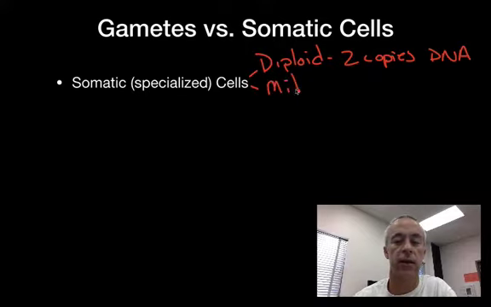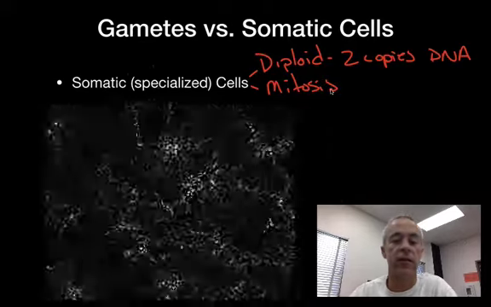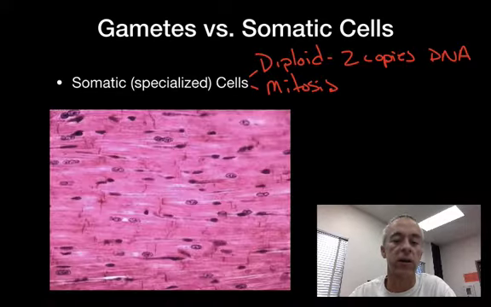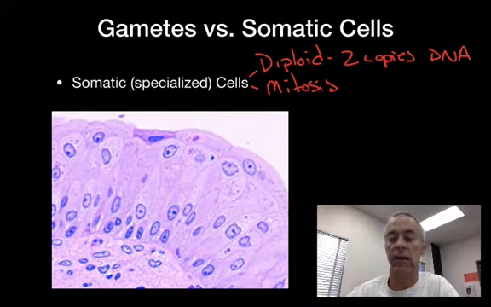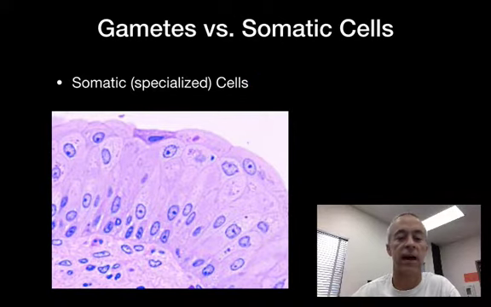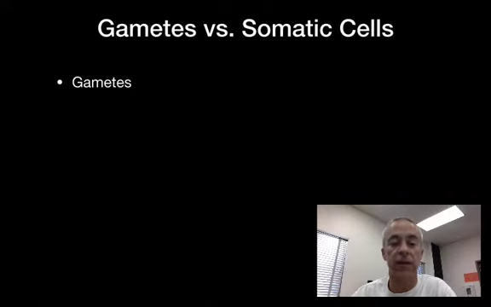The other important thing is that these cells are produced in the process of mitosis, which I'm sure you've all heard of before. So these are things like nerve cells, muscle cells, epithelial cells that make up our skin and the linings of our digestive system, things like that. The other main type of cells are gametes.